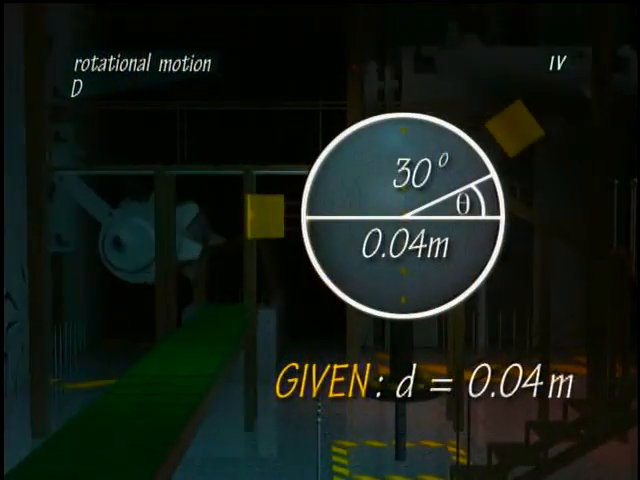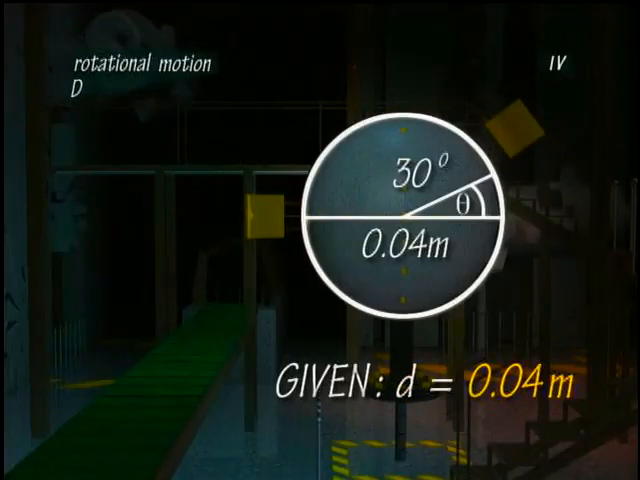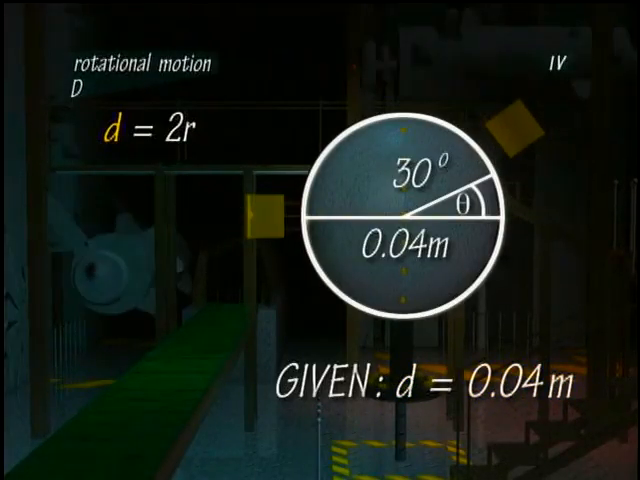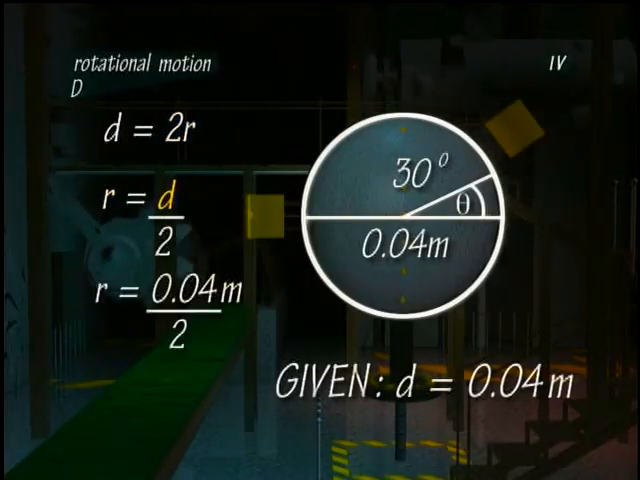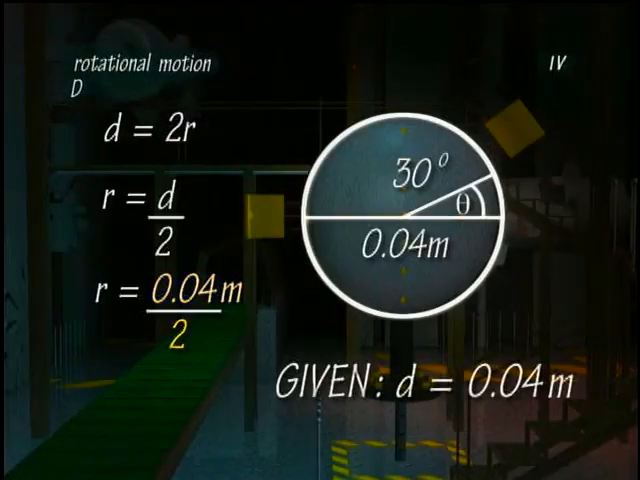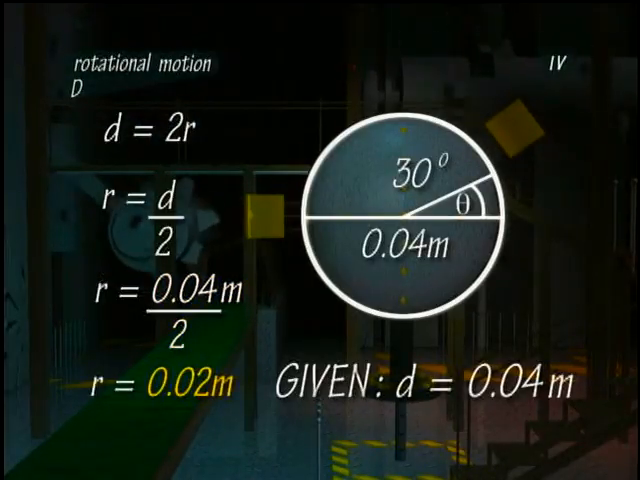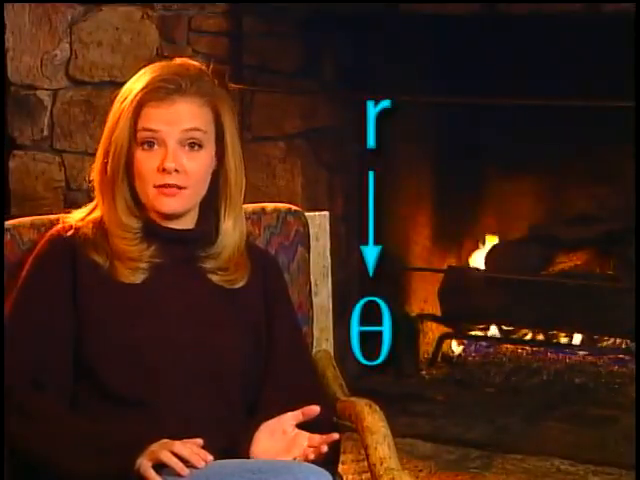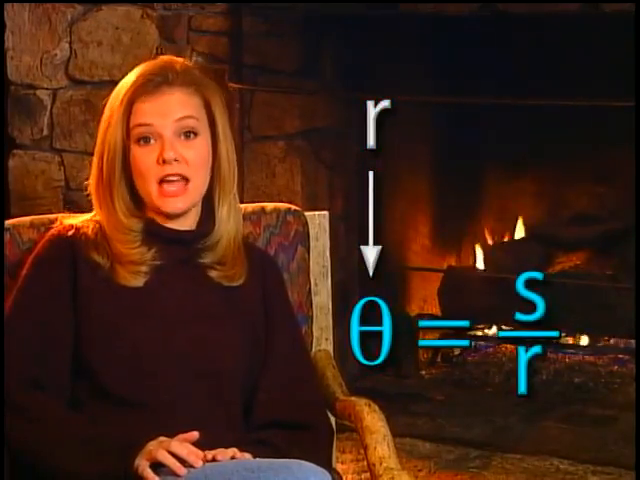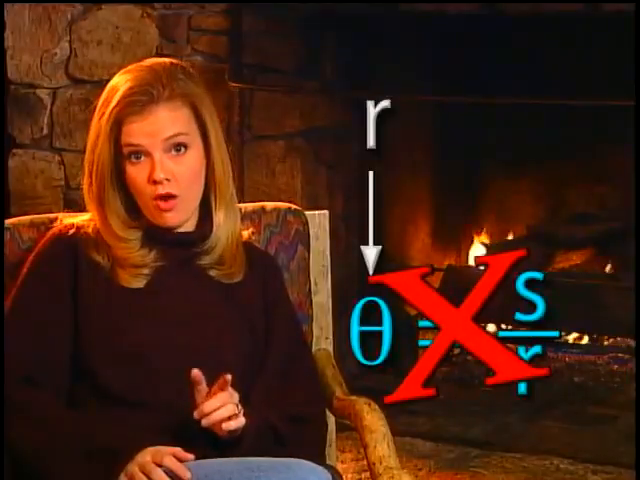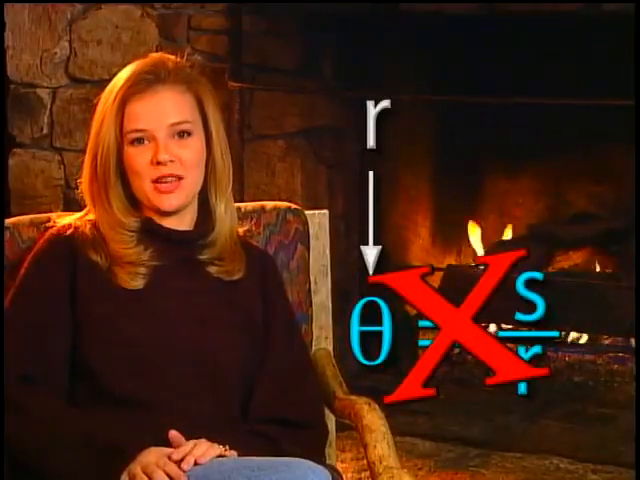We were given the diameter d of the circle as 0.04 meters. Well, the diameter of a circle is twice the radius. So the radius equals the diameter, 0.04 meters, divided by 2, which is 0.02 meters. All right, so we've solved for r and we got theta. All we have to do is plug in and solve for s in the equation theta equals s over r, right? Wrong.